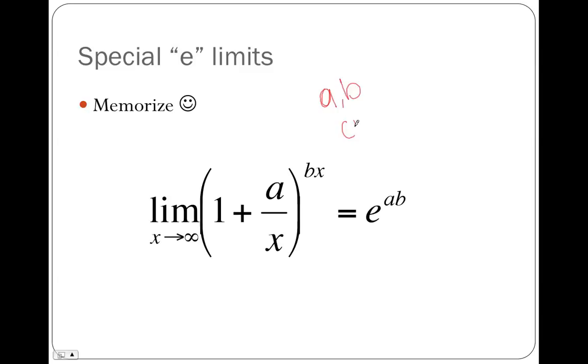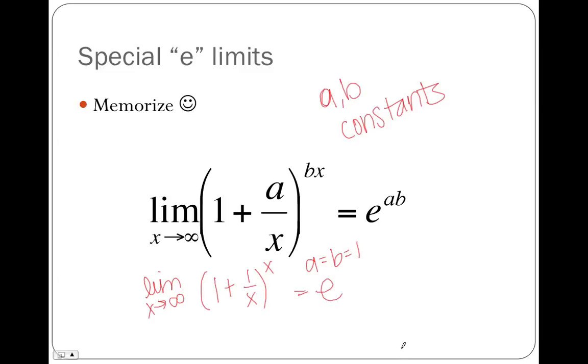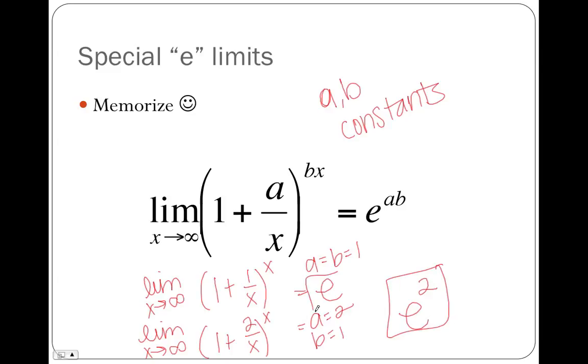a and b are constants. The limit as x approaches infinity of 1 plus a over x raised to the bx is going to be e to the ab. The one we did in class yesterday was this, meaning both a and b were equal to 1. So this was just equal to e. The one you did in the warm-up, a was equal to 2, b was equal to 1, and so the answer was e to the second power.